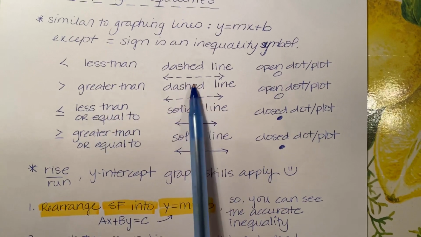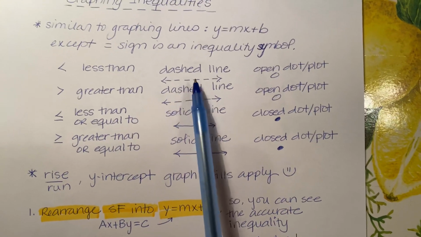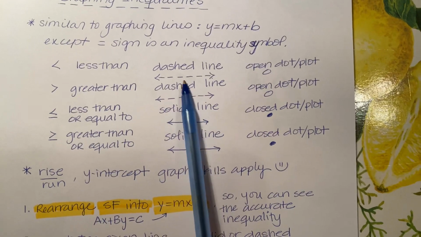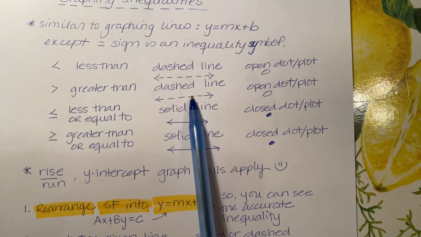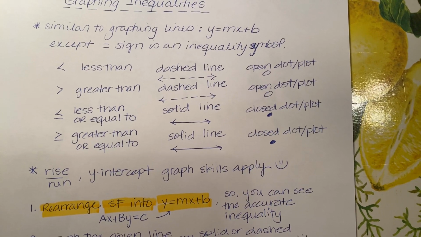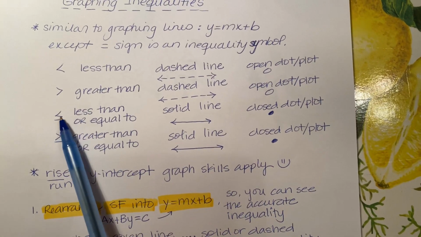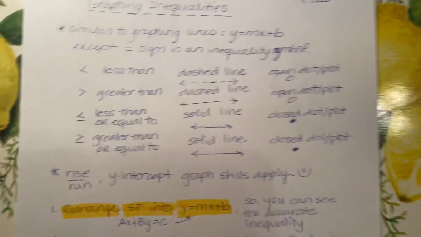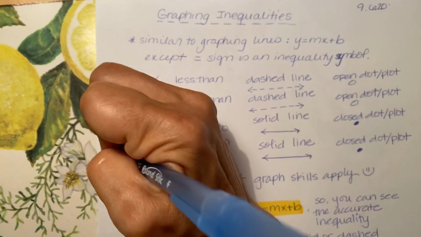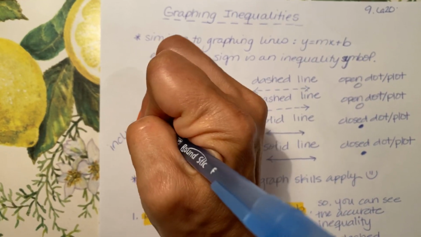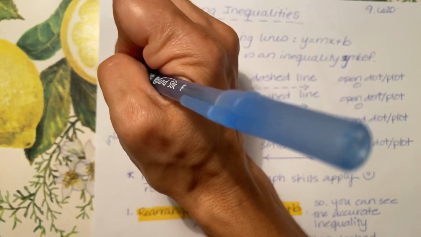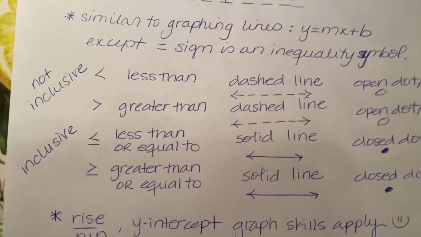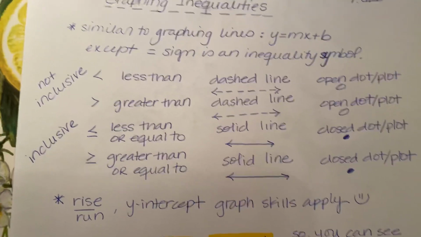So when we graph the lines, less than and greater than don't have that equal to, so it's dashed. It's not inclusive. And then when it has less than or equal to, greater than or equal to, it's a solid line because it is inclusive. So I should probably write that. Inclusive, meaning includes. Not inclusive. So inclusive is solid, not inclusive is dashed.